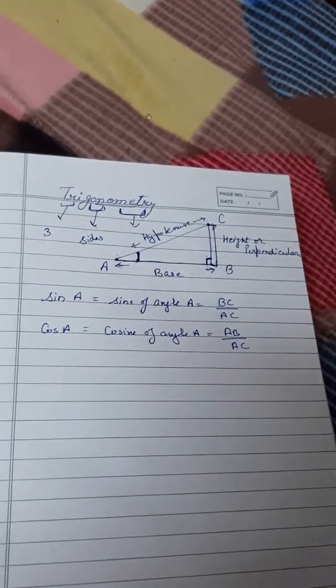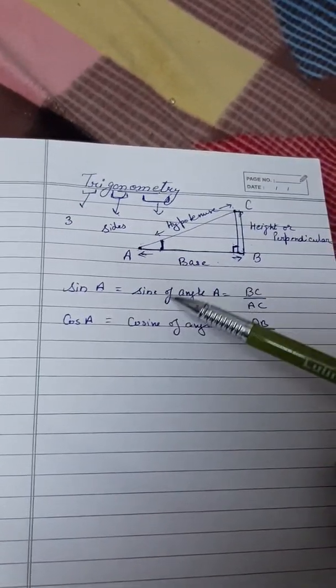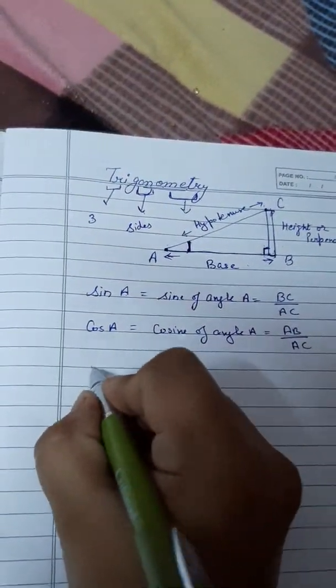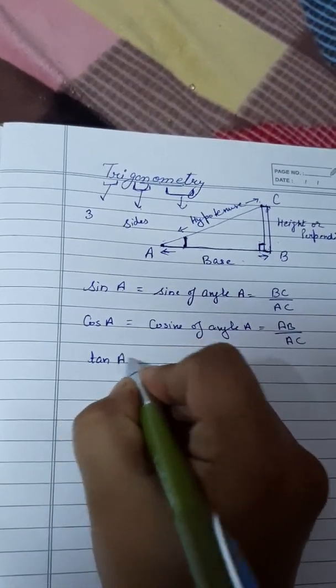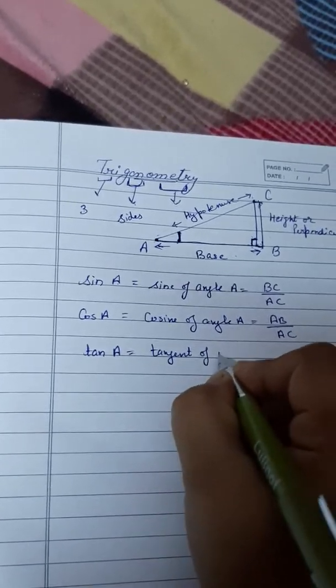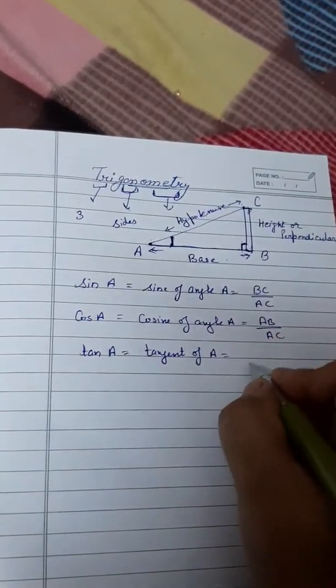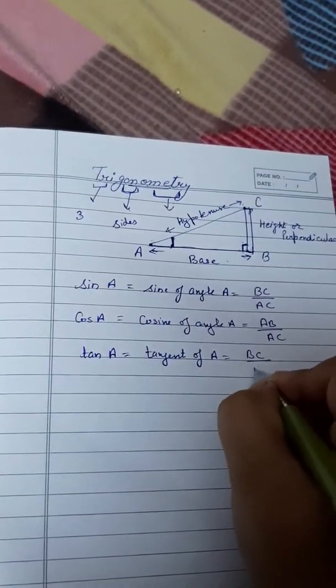So these are the two terms that we should know, sine and cos. And with the help of these two terms, we can find the other one, like tangent. Tangent we write tan, or we can write it as tangent of A. So tangent is perpendicular upon base, that is BC upon AB.